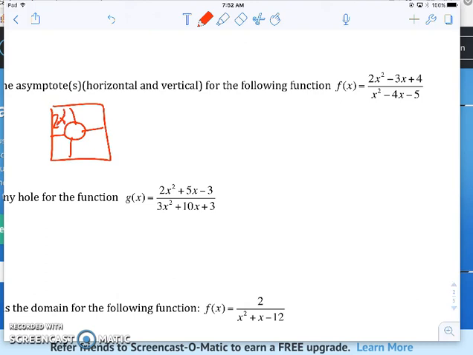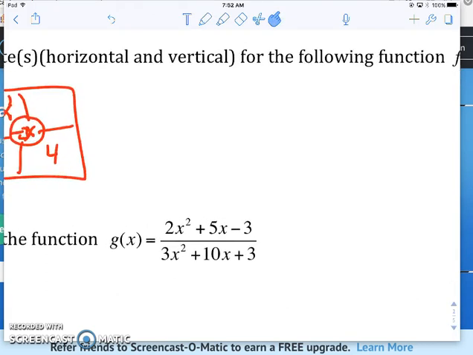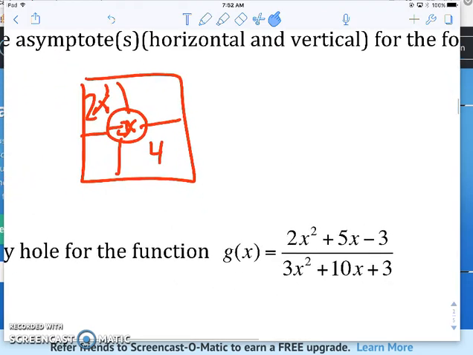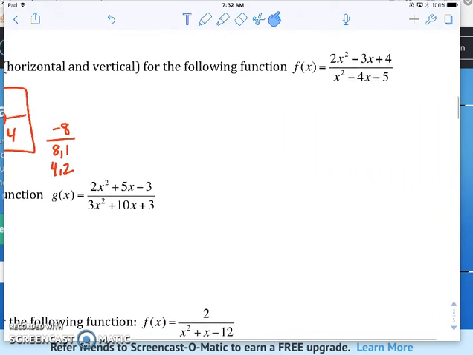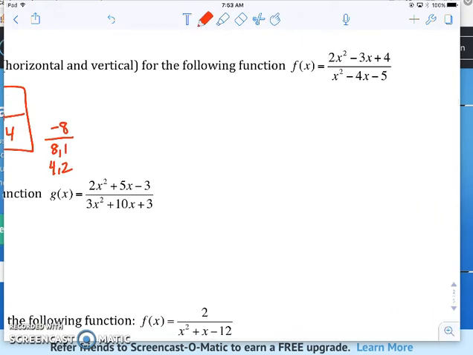2x squared minus 3x plus 4. So 2 times 4 is 8. So is there anything that multiplies to 8 and adds to negative 3? So no, so the top part isn't factorable. So the bottom part, let's see, this factors into x minus 5, x plus 1.